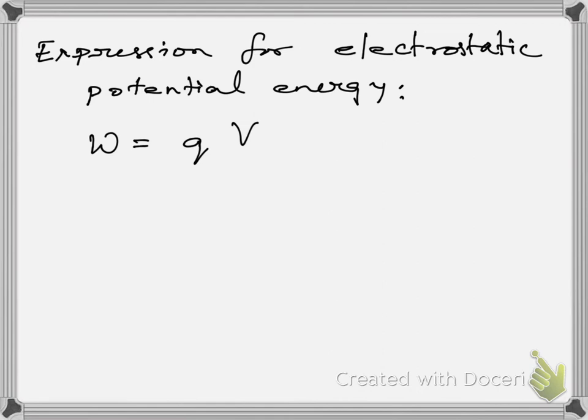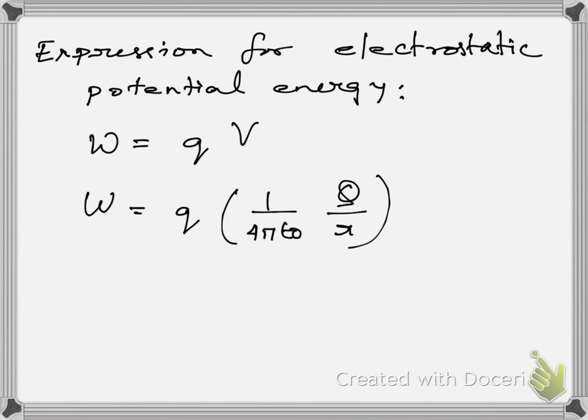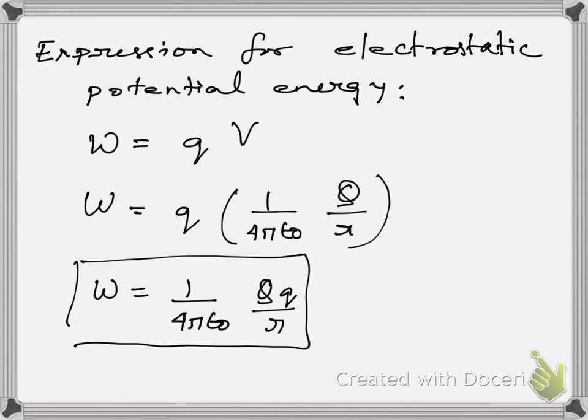So what will be the work done in that process? We already know that work done in bringing a unit positive charge from infinity to a point is given by 1 by 4 pi epsilon naught q by r, which is your electric potential. That multiplied by the total charge which we are bringing will give you the electrostatic potential energy of the system. So this work done is stored up inside the system as electrostatic potential energy, and you may also call it the energy required to construct a system of charges.